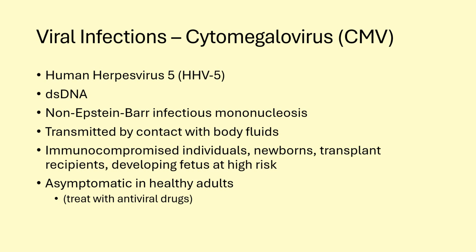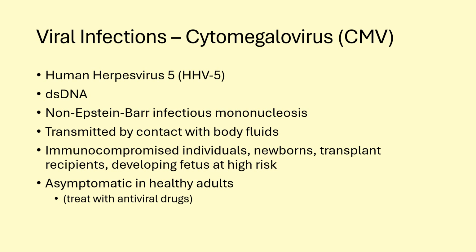Cytomegalovirus, CMV, human herpes virus 5, is double-stranded. It causes a type of infectious mononucleosis, but we call it non-Epstein-Barr to distinguish from the previous one. It's transmitted by contact with body fluids. Immunocompromised individuals are going to be at higher risk, newborns at higher risk, transplant recipients. One huge concern with CMV is that a developing fetus is going to definitely be at high risk. It can cross the placental barrier with devastating effects on that developing fetus.